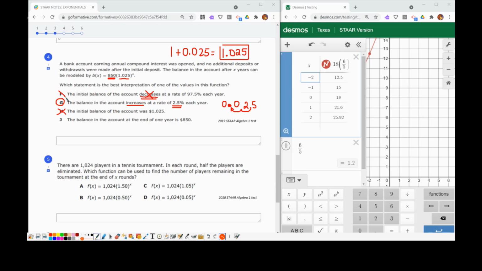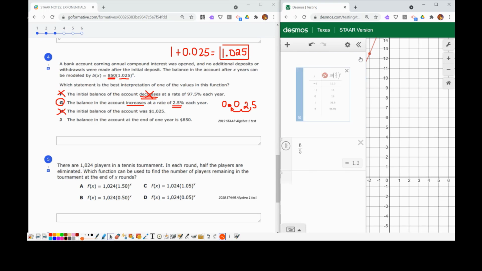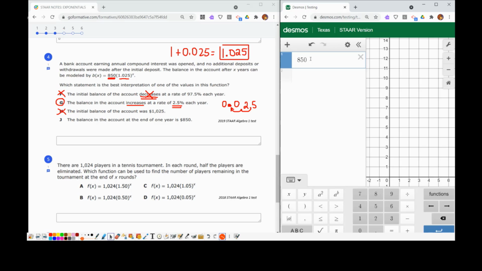We also learned that letter F was not correct. Let's look at letter J. The balance in the account at the end of 1 year is 850. What we can do is, let's go to the calculator. And click there, and I'm going to enter this equation. So it'll be 850, then parentheses 1.025, close parentheses, raised to, now it says here 1 year, so I'm going to put 1, and according to this, I should have $871 in the account at the end of 1 year. And here the multiple choice says 850. So that is incorrect. So for sure, I know that the answer is going to be letter G.